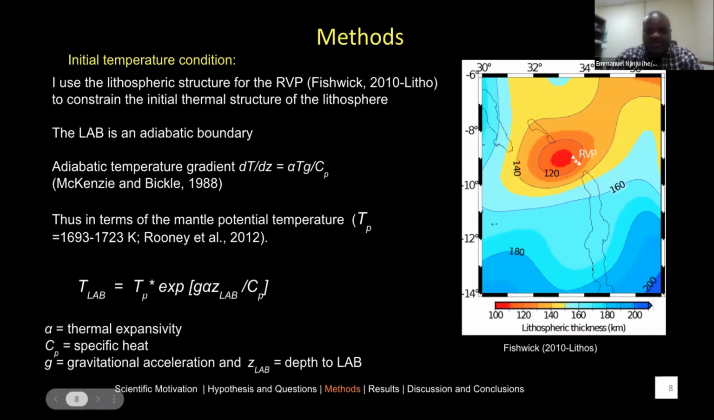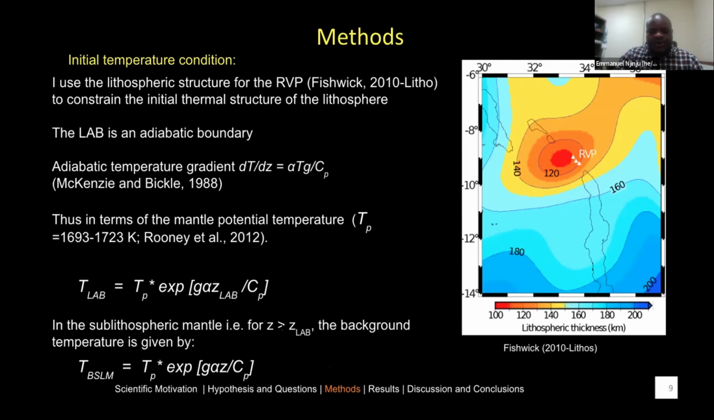And geochemical studies by Rooney suggest that the mantle potential temperature beneath the Rungwe volcanic province ranges between 1693 and 1723 Kelvin. And the temperature in the sublithospheric mantle, still in terms of the mantle potential temperature, will simply be obtained by replacing Z_LAB with Z, where Z is greater than Z_LAB. So that will be the background temperature in the sublithospheric mantle.